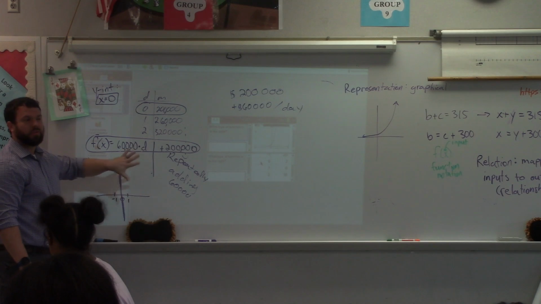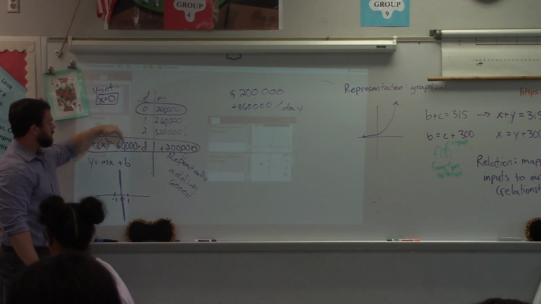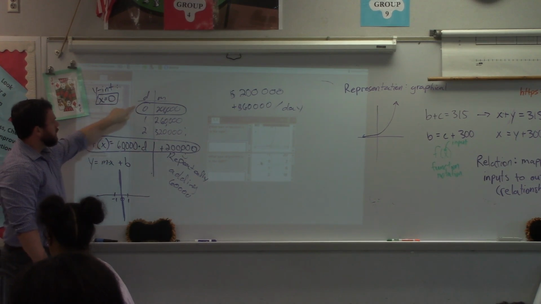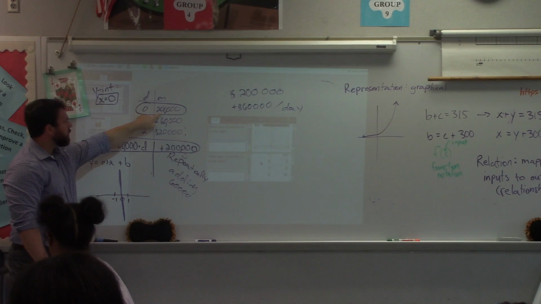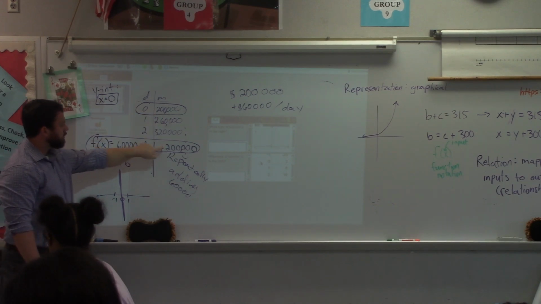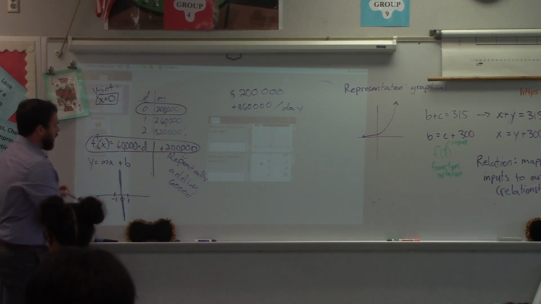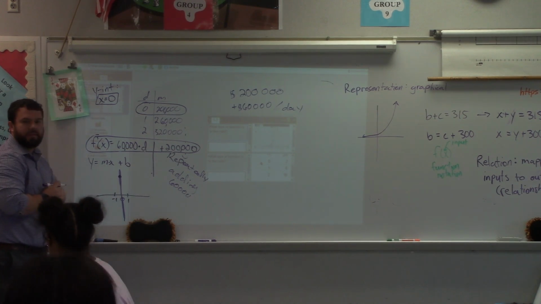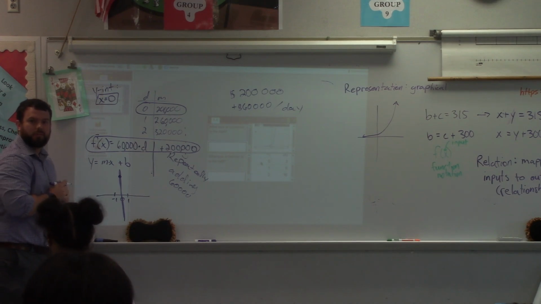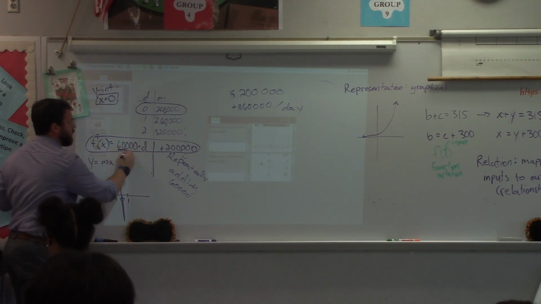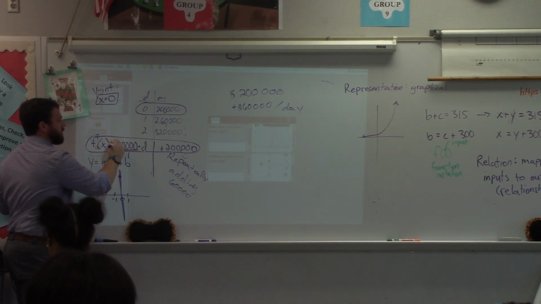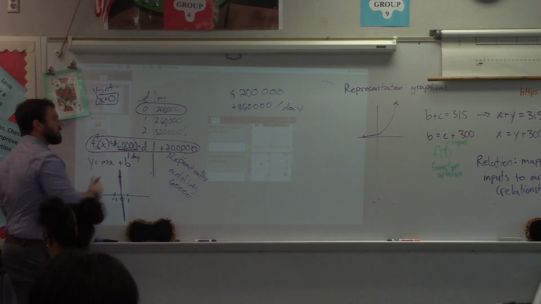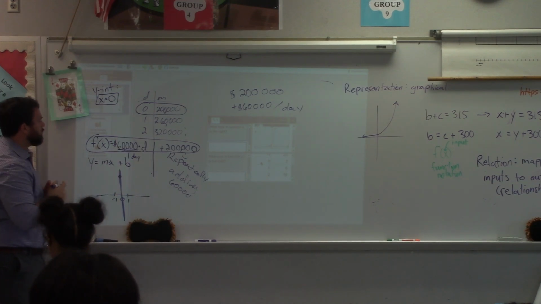Remember we talked about the idea of equivalence. They may look different, but they're telling the same story, right? So an input of 0, output is my y-intercept. So we saw a y-intercept of 200,000. What was our rate of change? What was our slope? 60,000. 60,000, right? To 1, $60,000. Every one what? Day, right? That's my slope there. It has real contextual meaning.